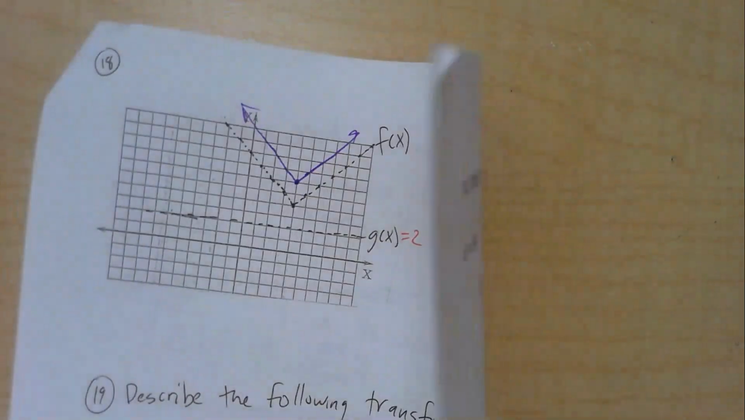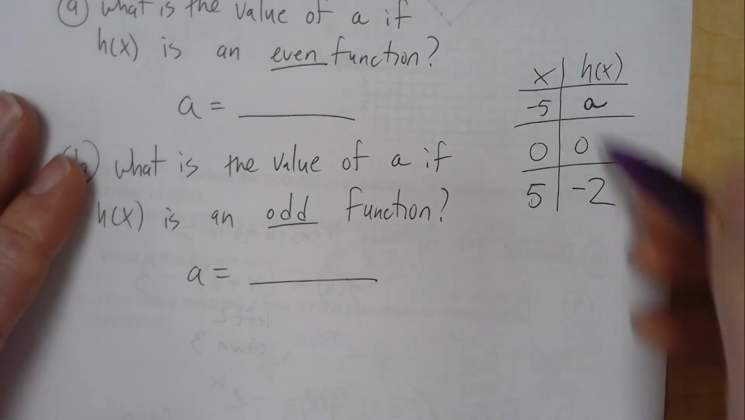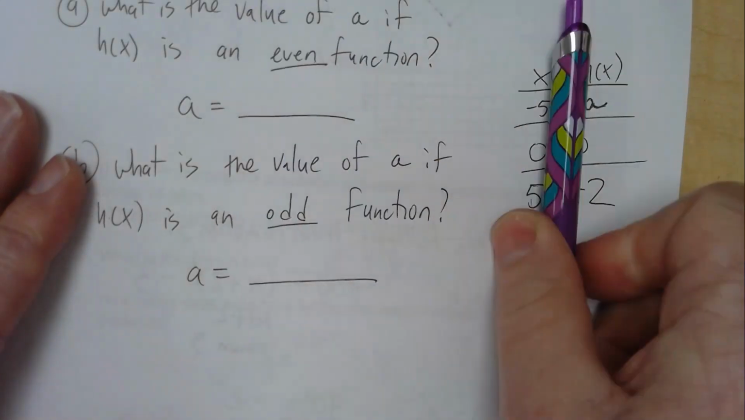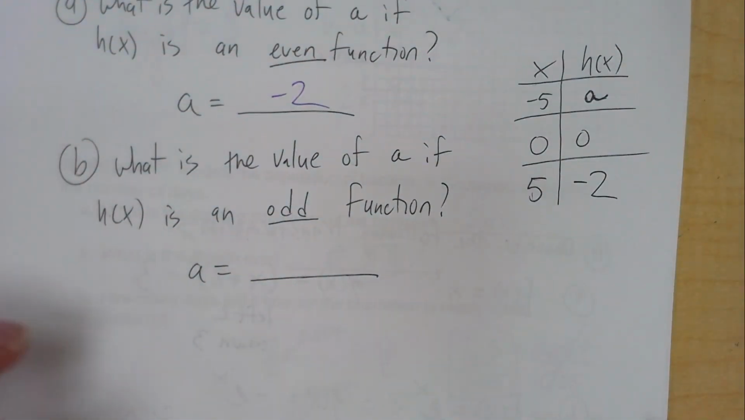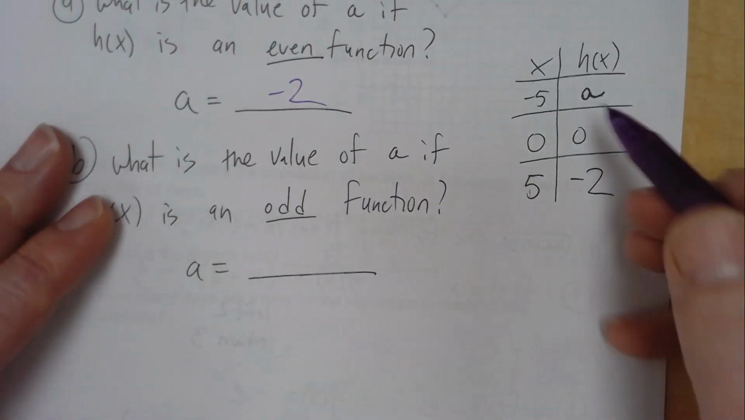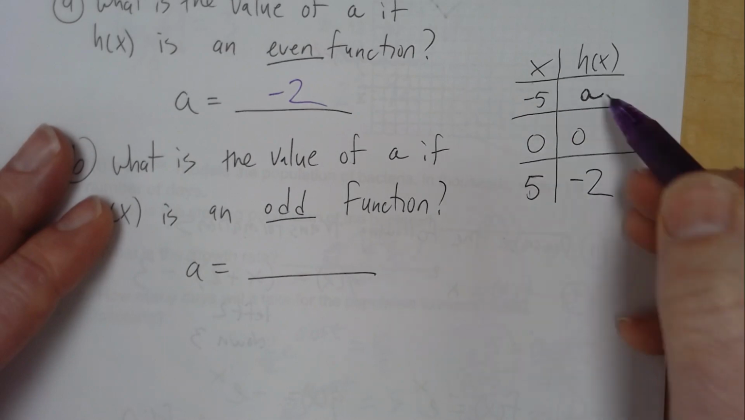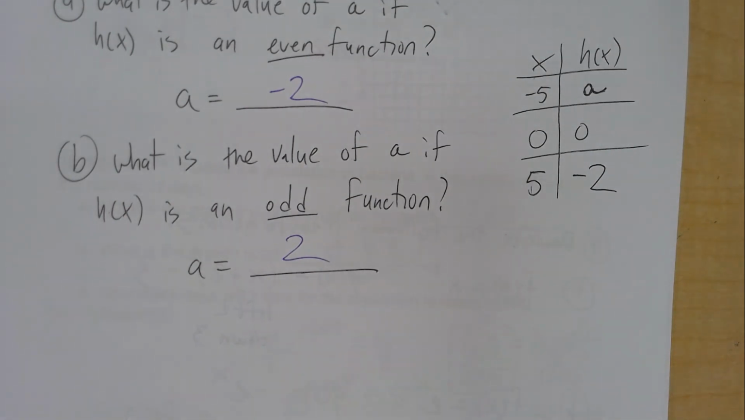All right, and the last question, ta-da! Even: y-axis. So negative 5 and 5 change, the x's change, but the y doesn't. So the y values stay the same, but the x's change from positive to negative. So that means this is negative 2. Odd flips around from the different quadrants. So if this changes, then this also has to change. So this one's going to be 2. And that makes it odd.